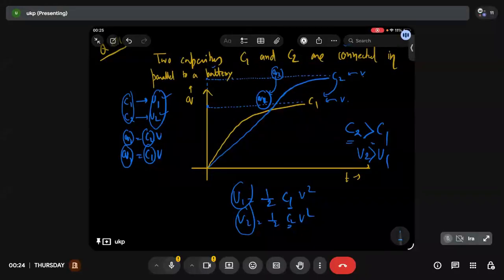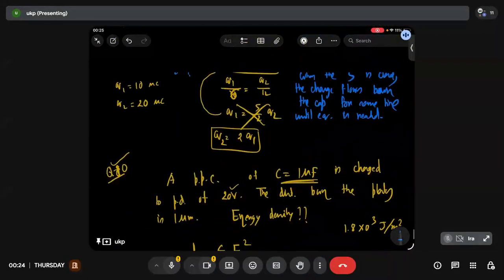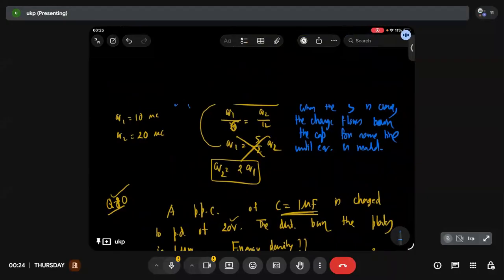Some 3 to 4 more problems are left. Let's solve them in the next class. Okay, we have solved 11. Only 3 to 4 problems are there. We'll be finishing that on Tuesday, or after that there will be a particular test.